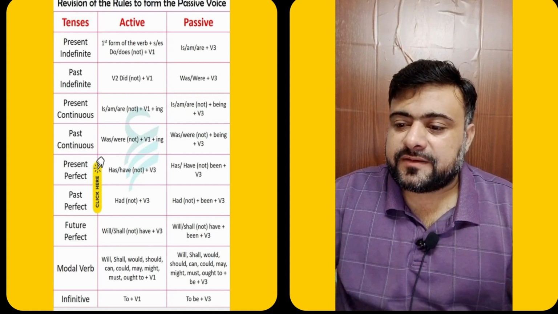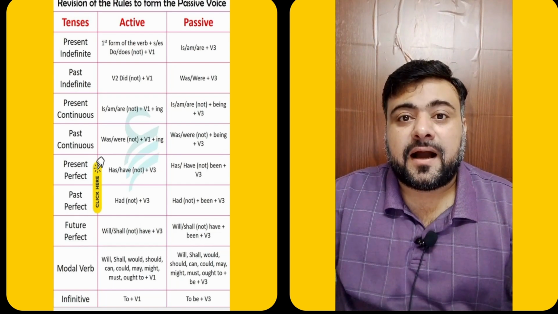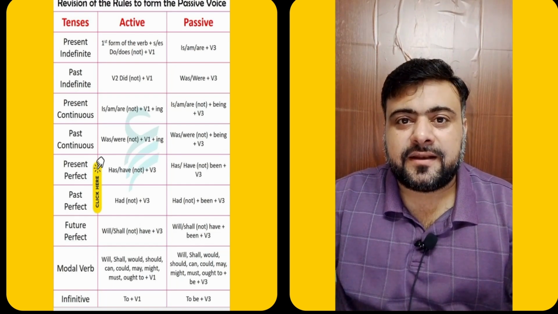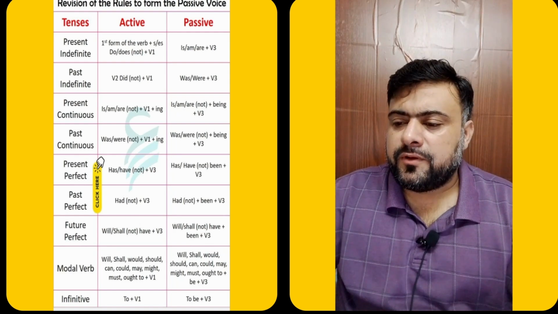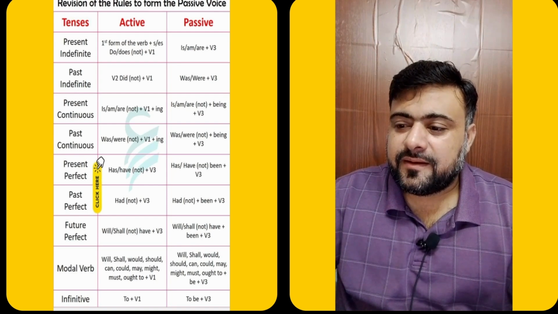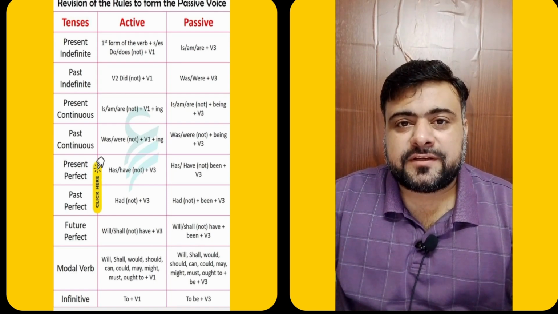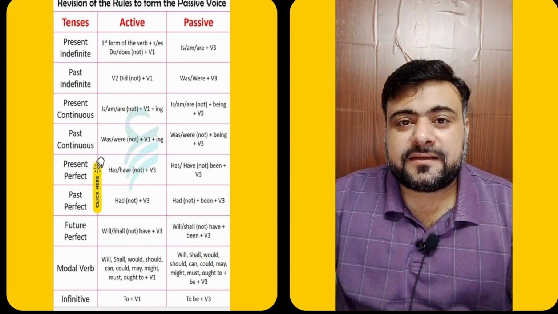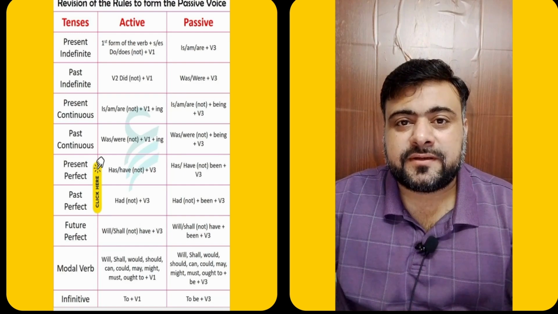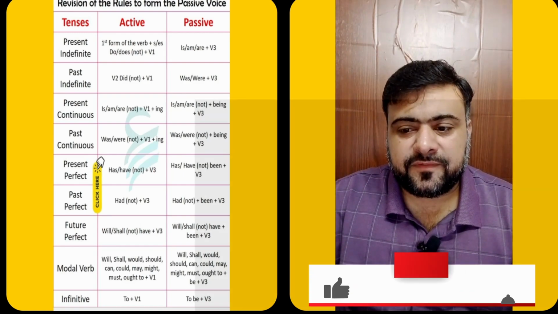Now, present perfect, we use have and has plus the third form of the verb. I have written a letter. This is the active. So what will be the passive? We'll use has, have plus been plus the third form of the verb. I have written a letter. This is the active. What is the passive? A letter has been written by me. Has been written.